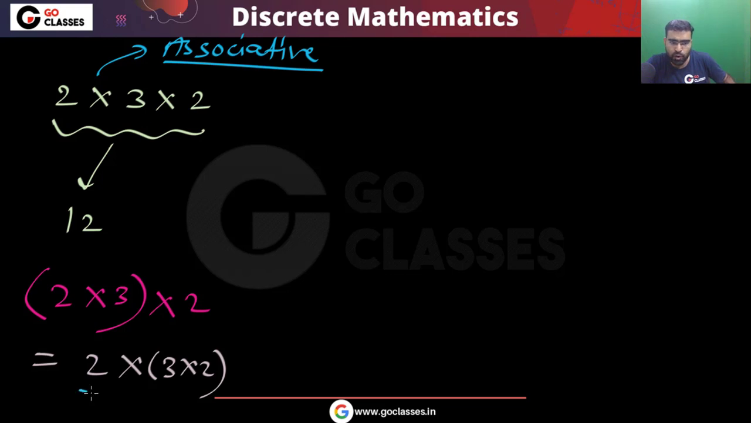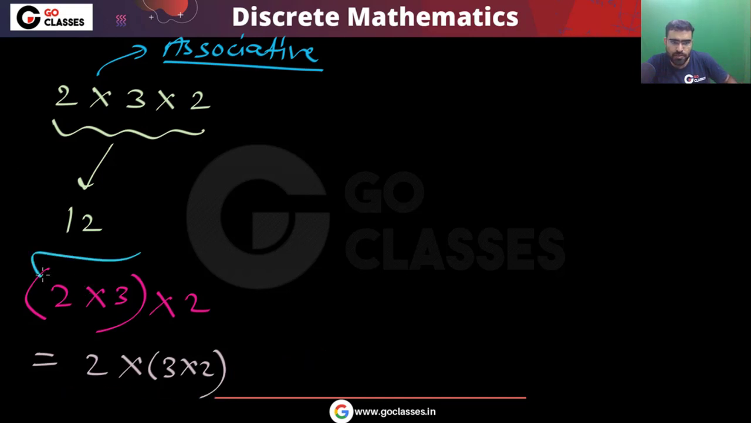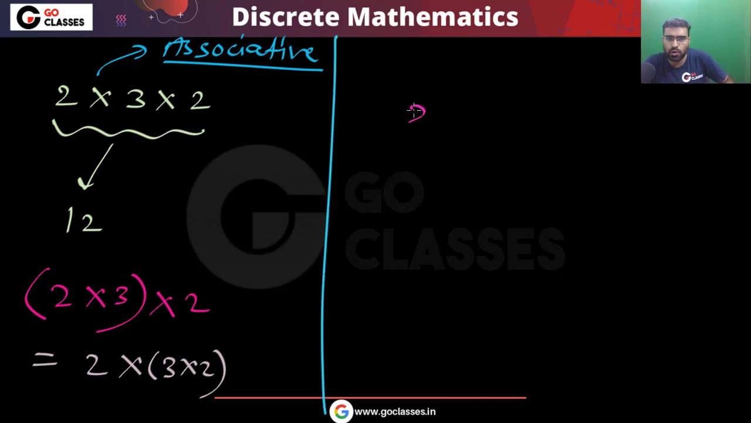So if I put parentheses, that is fine. If I remove this parenthesis and write like this, that is also fine. There is no ambiguity here. But on the other hand, if I ask you 2 power 3 power 2, where this is the symbol for power, now again there is ambiguity.